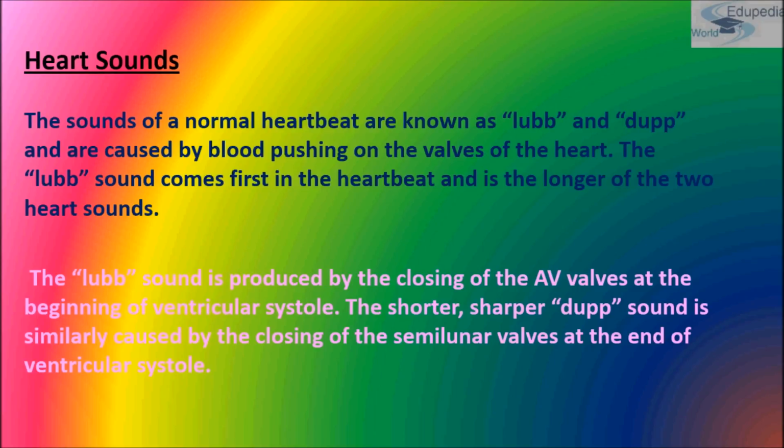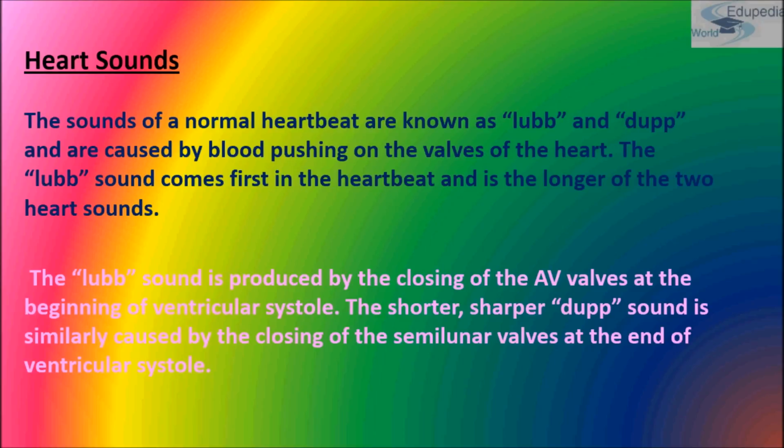So the second sound is caused by the closure of the semilunar valves and it marks the end of the ventricular systole. The second sound, that is dub, is highly pitched, unlike the first sound, lub. It is louder, sharper and shorter in duration. The two sounds have been described in words as lub-dub and their quality indicates the state of the valves.